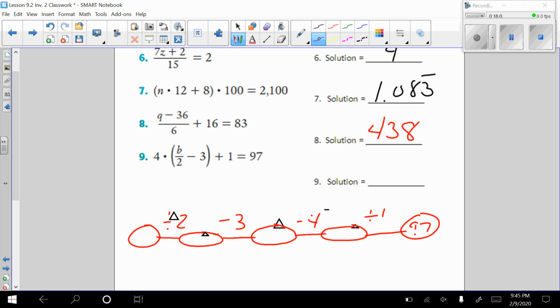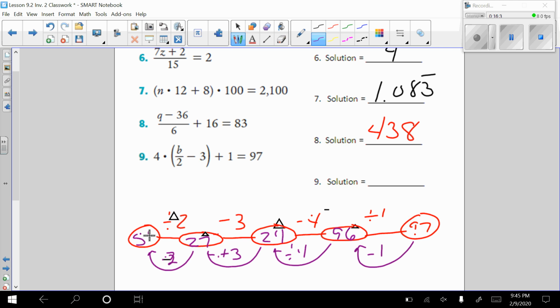Now let's undo that. Opposite of plus 1, I'm sorry, is minus 1, which gives me 96. The opposite of times 4 would be divide by 4, which gives me 24. The opposite of subtract 3 would be add 3, which gives me 27. And the opposite of divide by 2 would be times 2, which gives me 254. Go ahead and check your answers and see if you're correct.